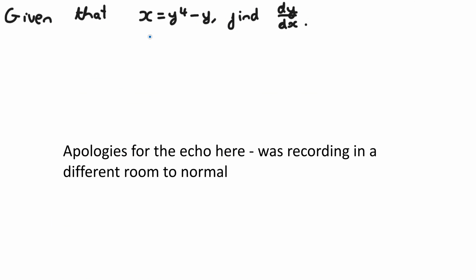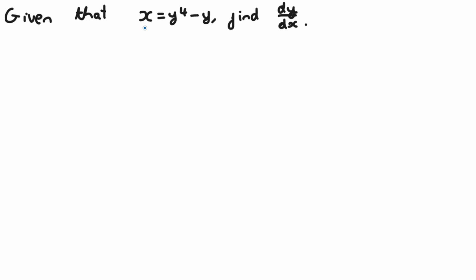Let's say that we're given this question here where x is equal to y to the power of 4 minus y, and we need to find dy over dx. Now this is a weird equation because x is actually the subject and it's written in terms of y instead. Now you might be tempted to rearrange this in order to make y the subject and then differentiate from there in order to find dy over dx, but you can't do that. There's no way to make y the subject here for this equation.